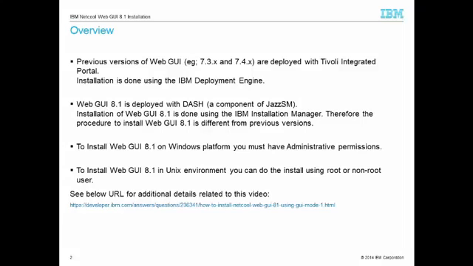To install WebGUI 8.1 on Windows platform, you must have administrative permissions. To install WebGUI 8.1 in Unix environment, you can do the install using root user or non-root user. Take a look into the URL at the bottom of this slide for additional information related to this video.